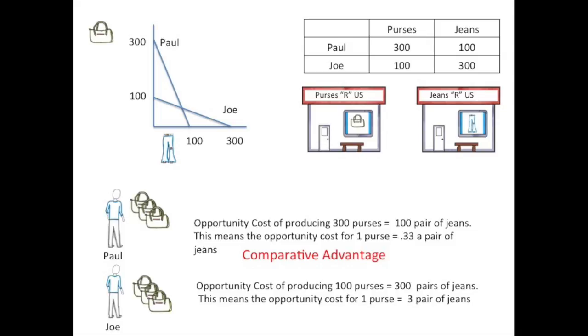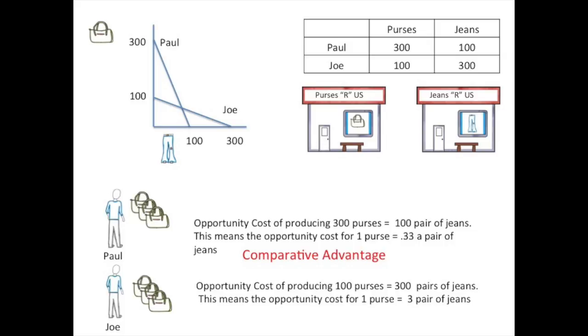To produce 300 purses, Paul has to give up 100 pairs of jeans. To calculate the opportunity cost of just one purse, you need to divide each side by 300. This means Paul would have to give up 1/3 or 0.33 pair of jeans.